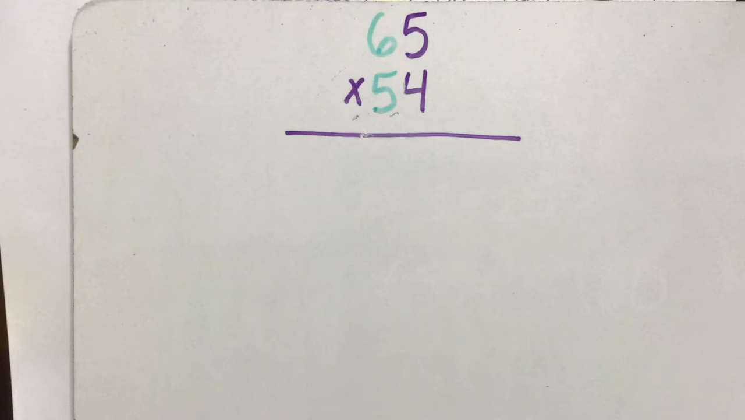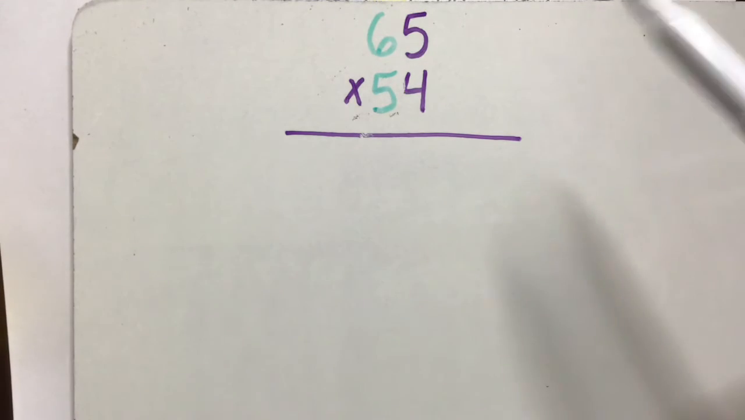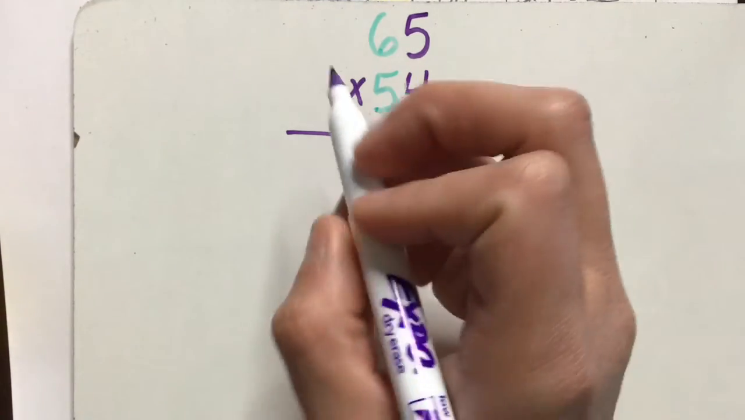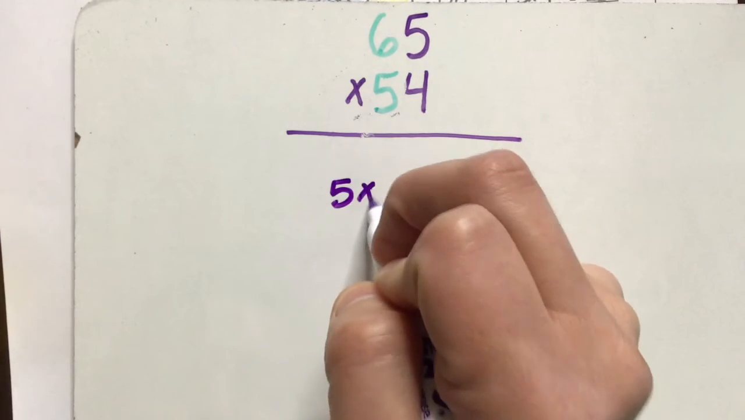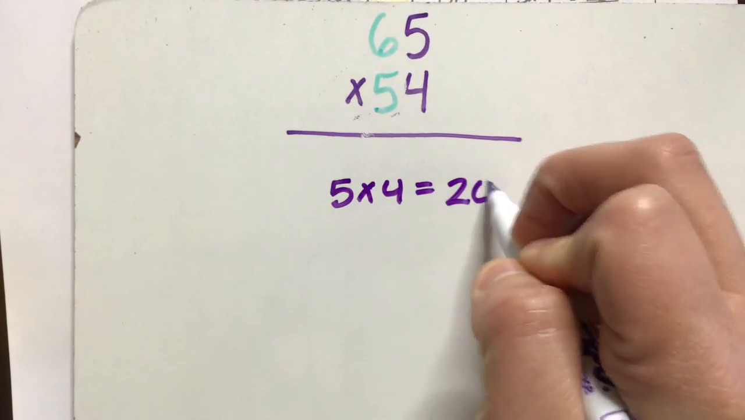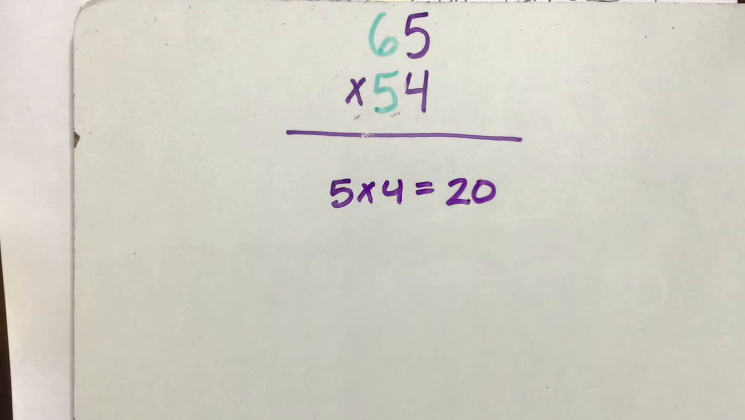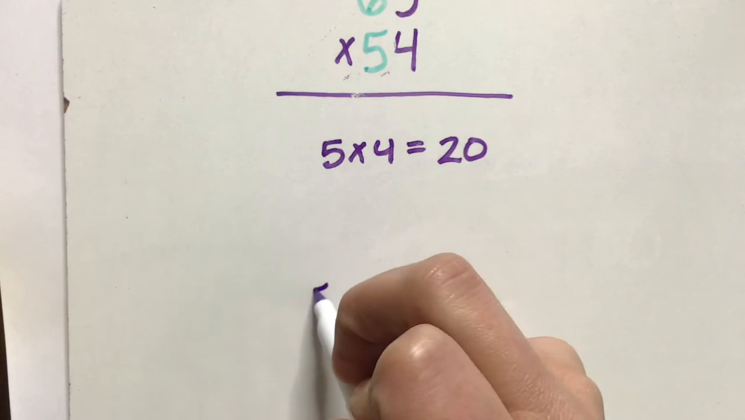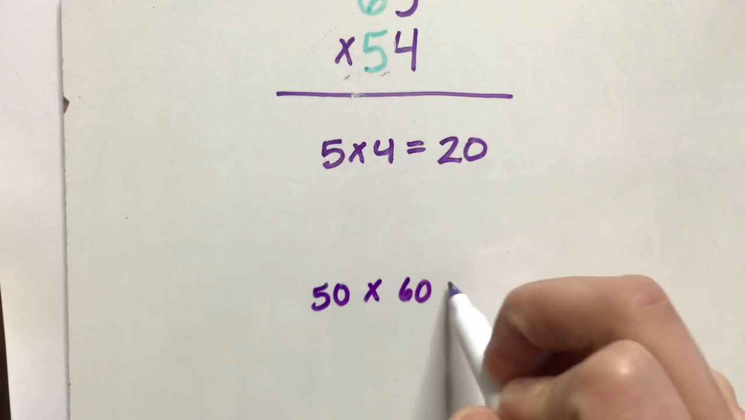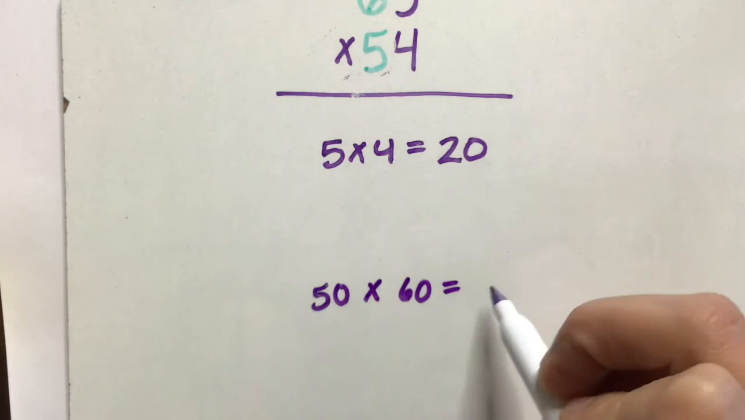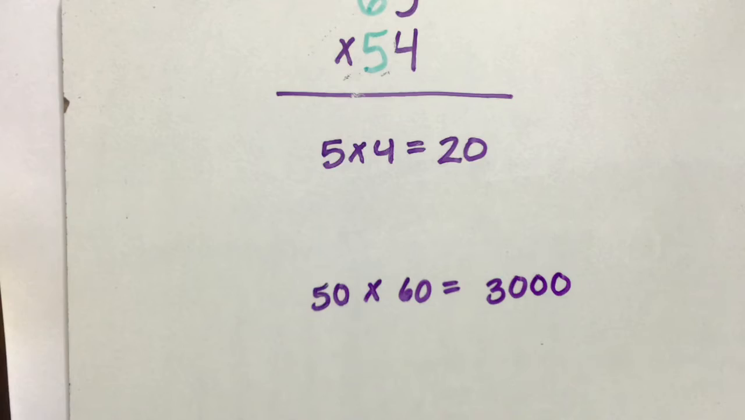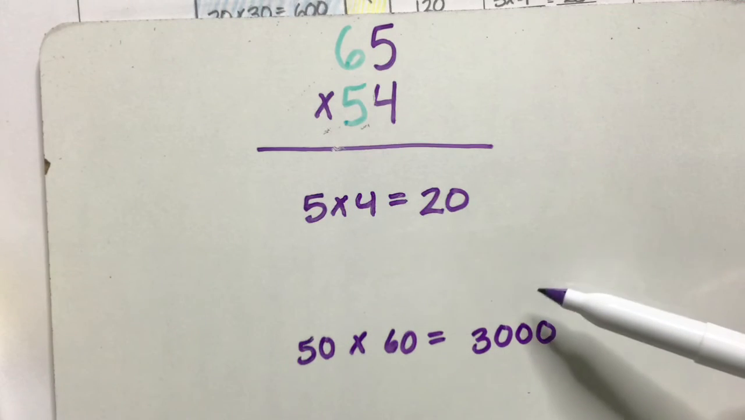Okay, let's go ahead and do the first part. So I know that when I use the standard algorithm, I'm first going to multiply 5 times 4. So I'm going to list that partial product, 5 times 4, which is 20. Now the very last partial product I know is going to be the 50 times 60. So I'm going to list that out down below. So 5 times 6 is 30. Add the 2 zeros. This will be 3,000. Okay, now I'm looking for 2 more partial products.